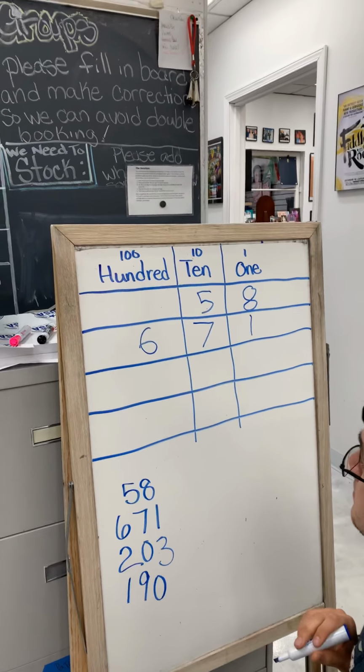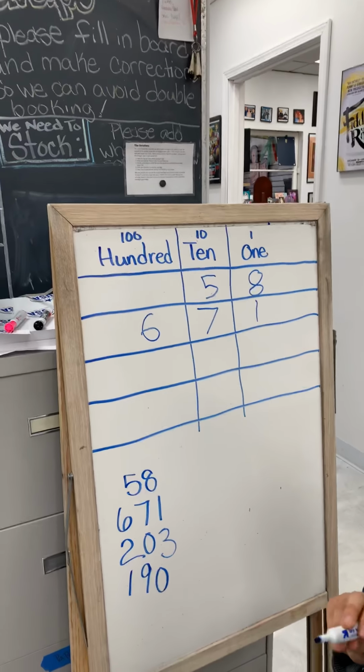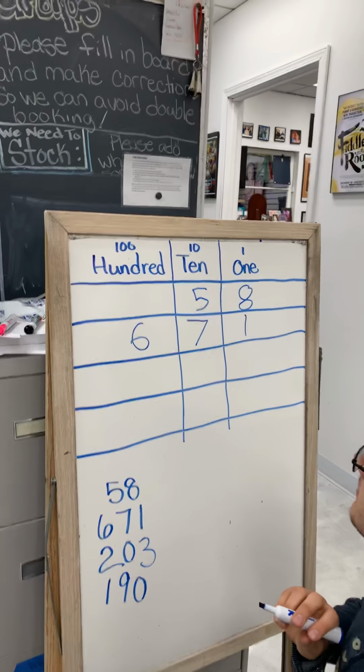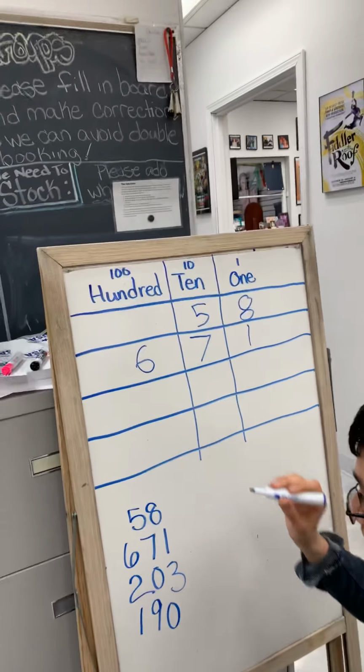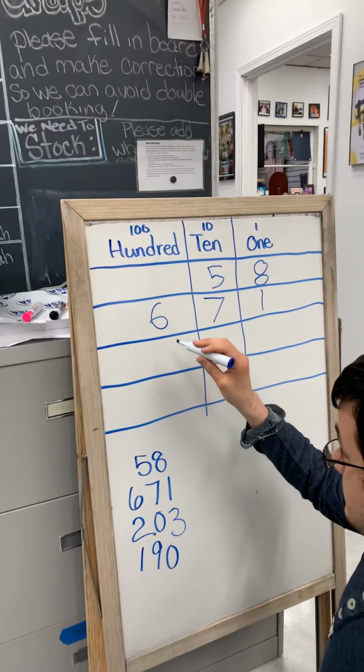All right, put your next number in there. So how many hundreds do you have? 6 hundreds. How many ones do you have? 1. And how many tens do you have? 7. Yeah, so you have 671. Excellent. Go put the next number in.